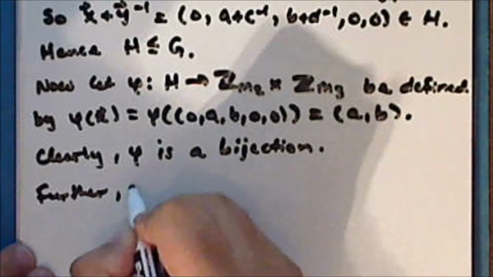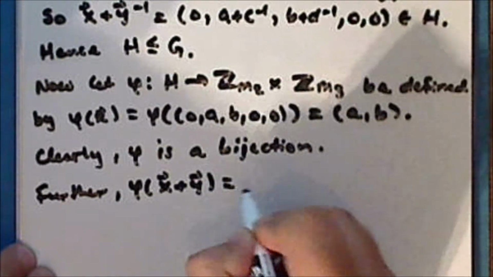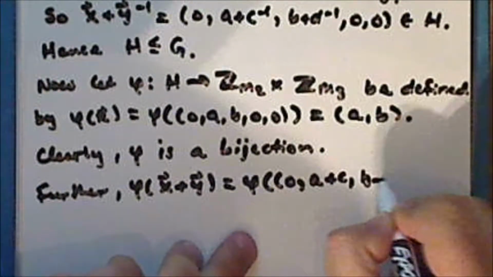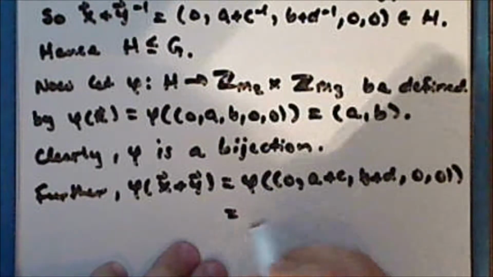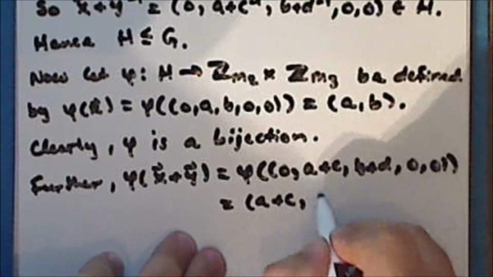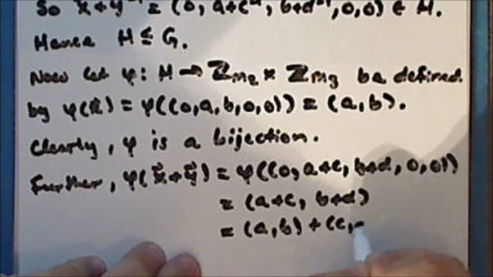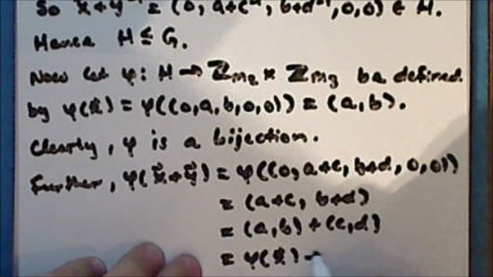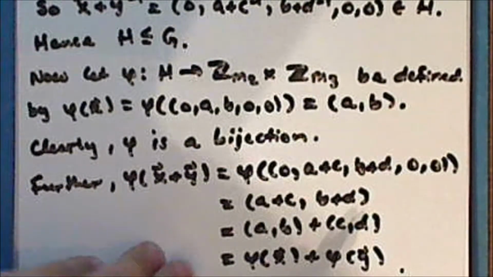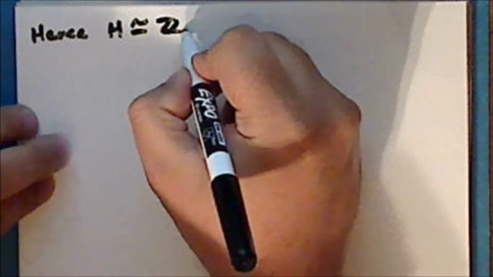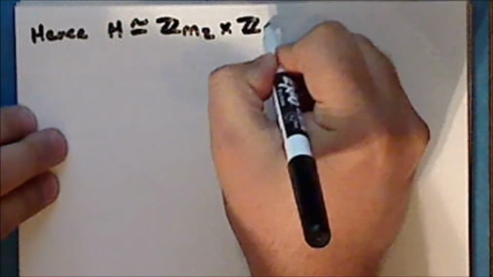Further, phi of x plus y, which is phi of the ordered quintuple 0, a plus c, b plus d, 0, 0, is the ordered pair a plus c, b plus d, which is the sum of ordered pairs ab and cd, is phi of x plus phi of y. And hence the subgroup H is isomorphic to the direct product of the integers modulo m sub 2 with the integers modulo m sub 3.